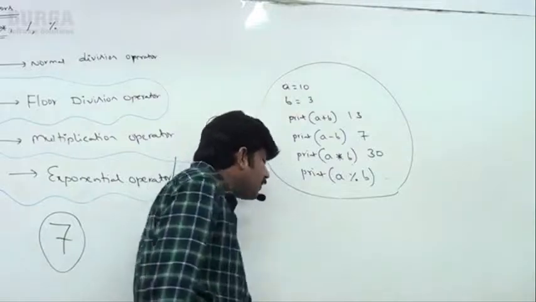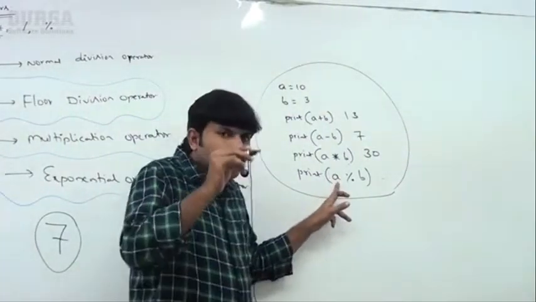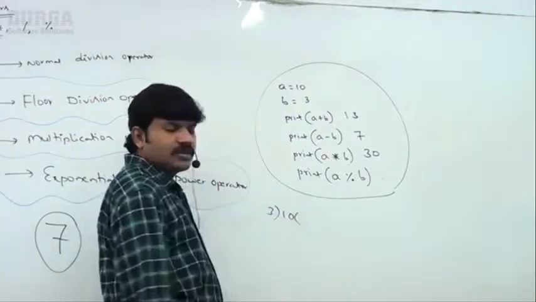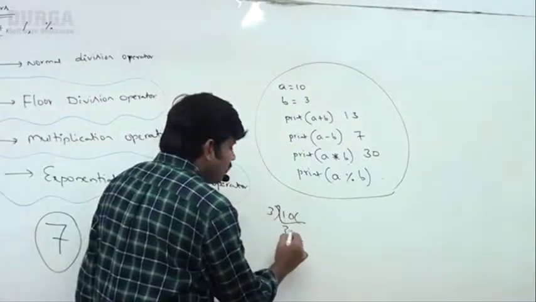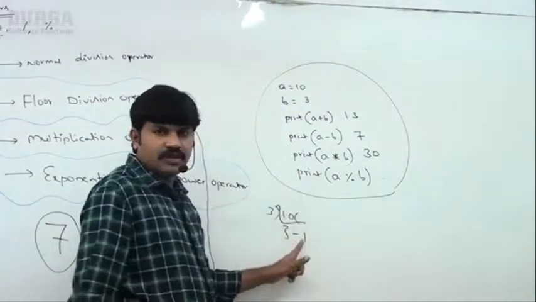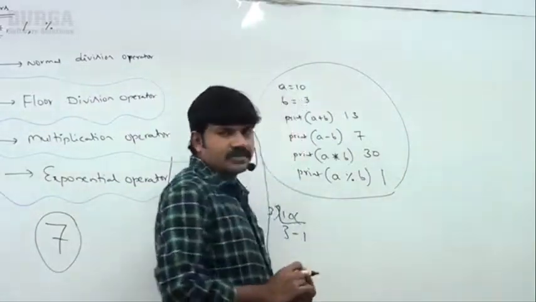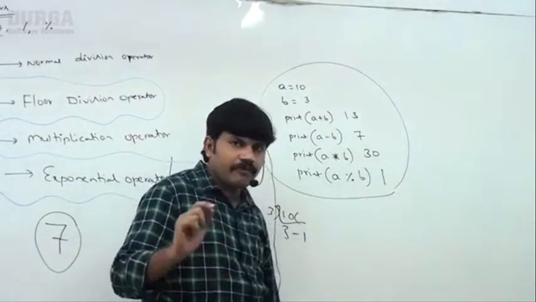10 percentage 3 means if you divide 10 by 3, 3 3s are 9 and the remainder is 1. That's why it's always going to consider the remainder. Now the value we are going to get is 1, sir. 13, 7, 31 is the answer.